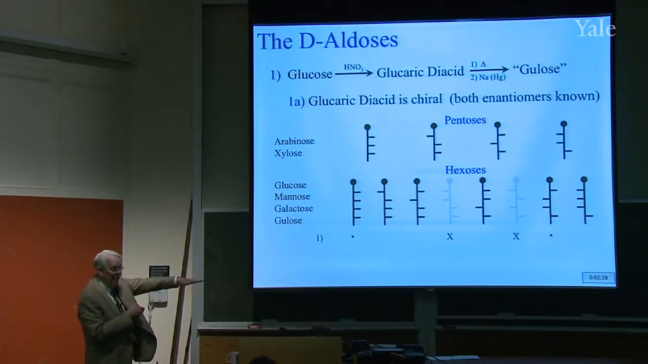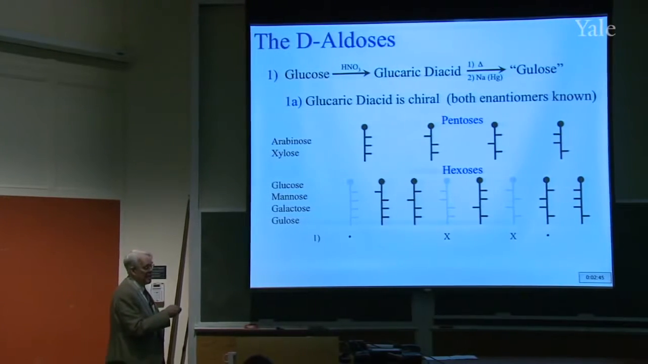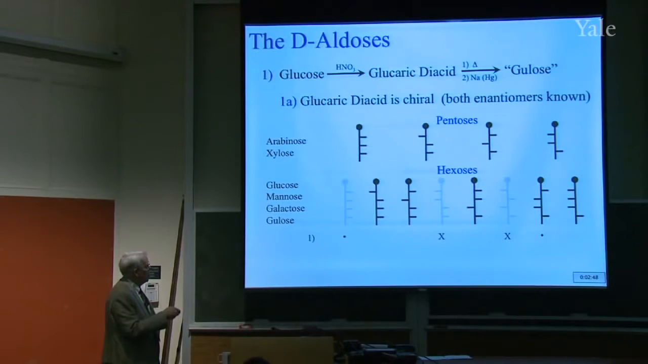No, it would have a horizontal plane of symmetry through the middle. So it can't be that one. Right? This one, would that have a plane of symmetry? No. That one's out already. How about that one? No. How about that one? That one's out. That wouldn't be chiral. The last one would be chiral.